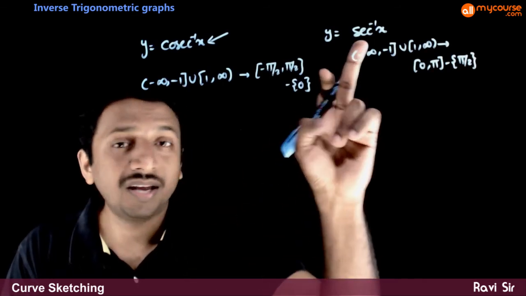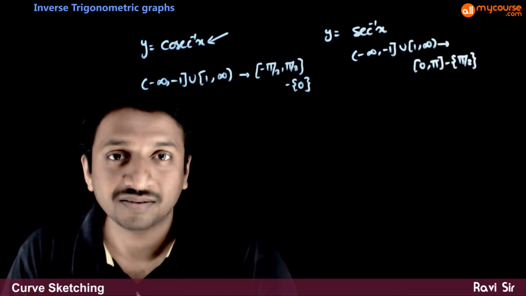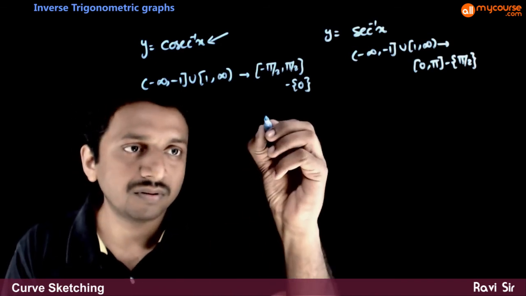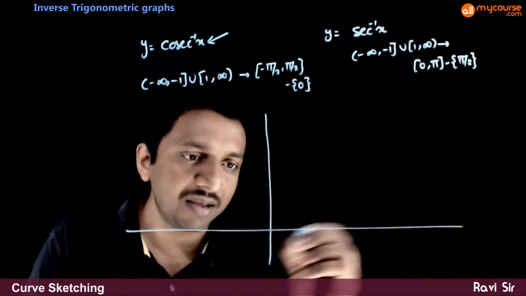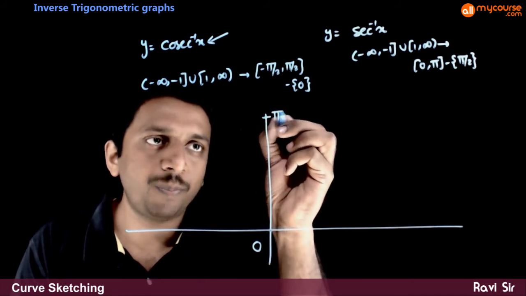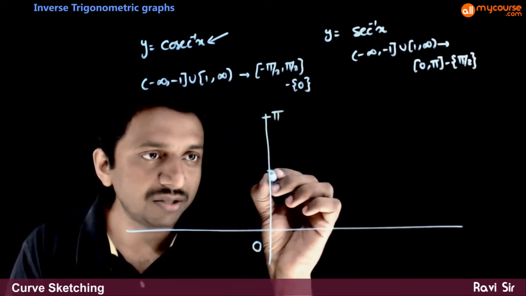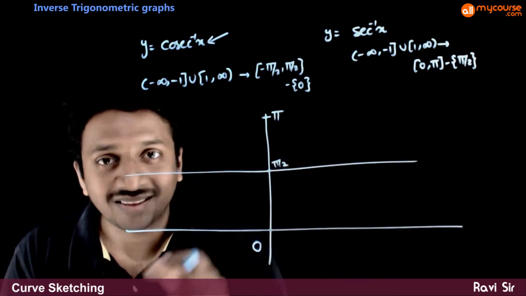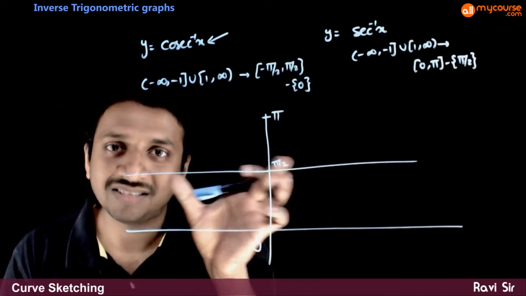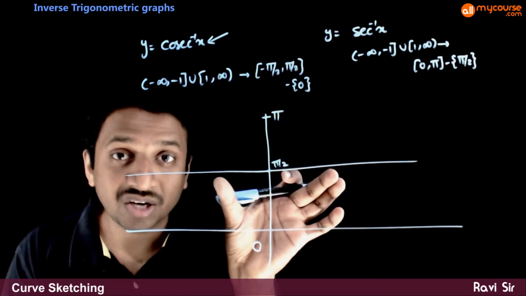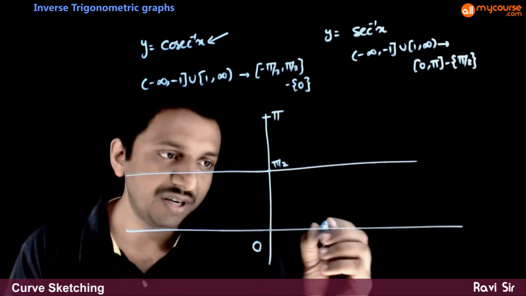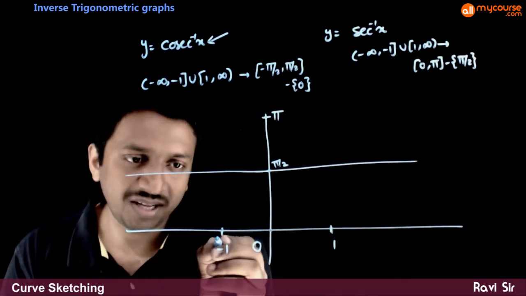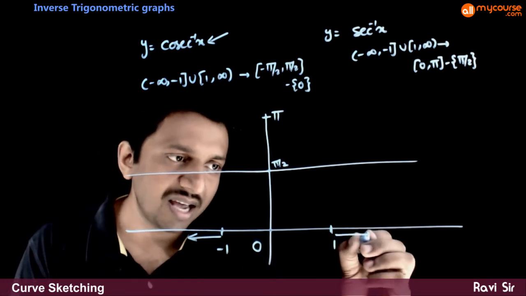Next, if you want to draw the graph of y is equal to secant inverse x. Again, the range is from 0 to pi except pi by 2. So this time the range that is being covered is 0 to pi except pi by 2, that is you draw a horizontal line y is equal to pi by 2 and the graph asymptotically touches this line because this is not present in the range. Now the domain is 1 to infinity and minus 1 to minus infinity. That means the graph lies on this side of the x-axis and this side of the x-axis.